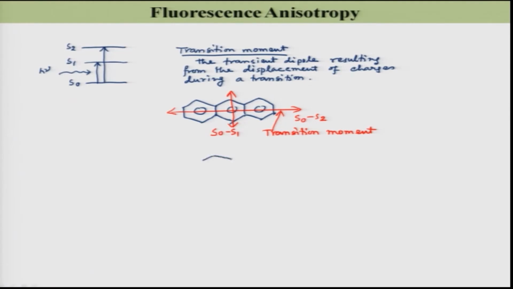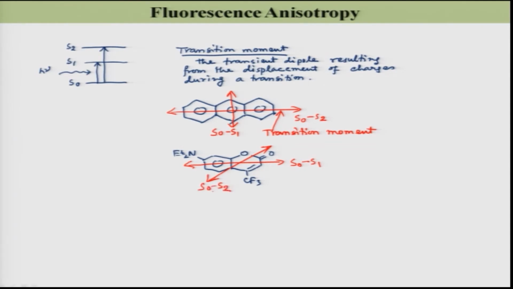Let us say I take a coumarin dye. Let us take this coumarin dye. In this case, the directions of the transition moments are different. For S0 to S1, it goes this way. This is the S0 to S1 transition moment. For S0 to S2, it goes this way. This is the S0 to S2 transition moment. So, depending on the molecule, the direction is different.